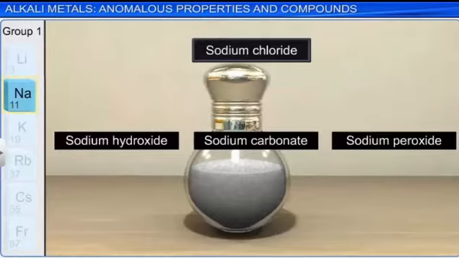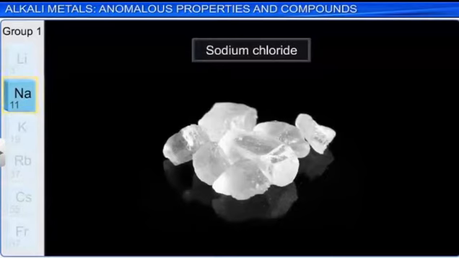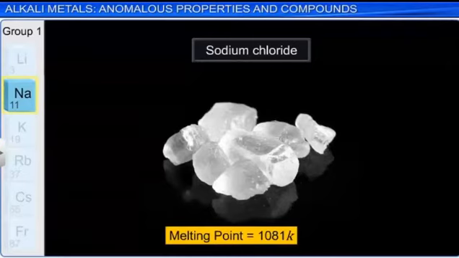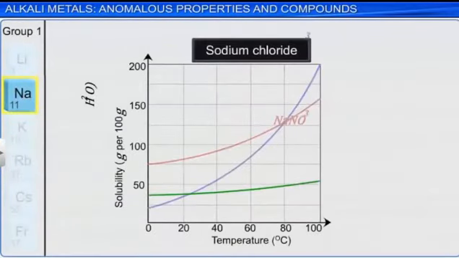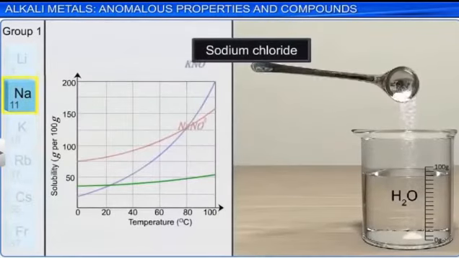Like other ionic crystals, sodium chloride has a high melting point of 1081 Kelvin. The photograph here shows a halite crystal, which is a naturally occurring form of sodium chloride. As the green line in the solubility diagram shows, the solubility of sodium chloride is nearly independent of temperature. About 36 grams of sodium chloride can dissolve in 100 grams of water between 0 and 100 degrees Celsius.